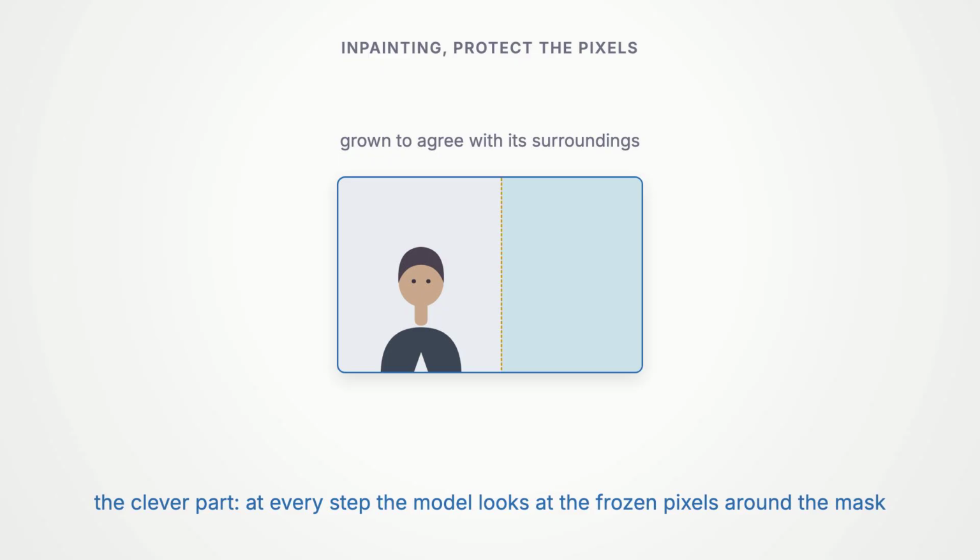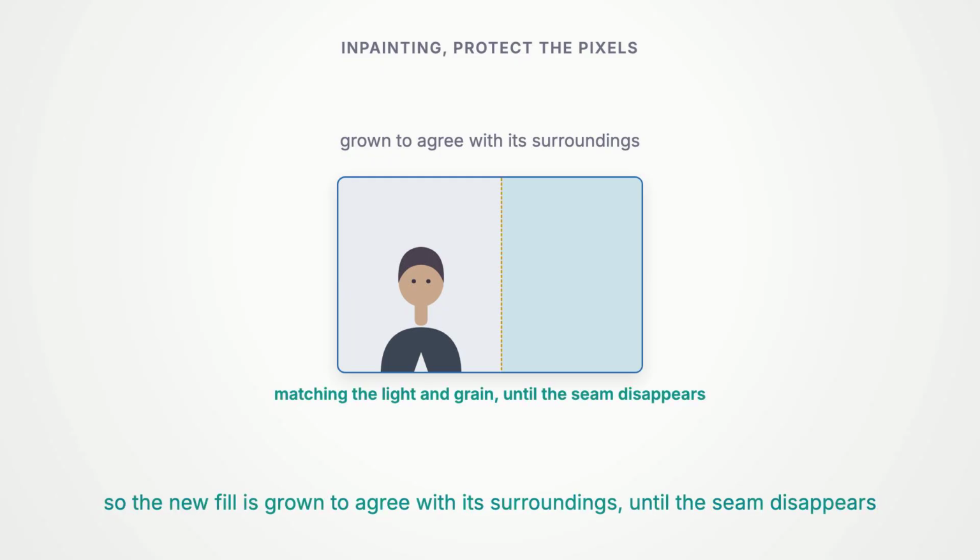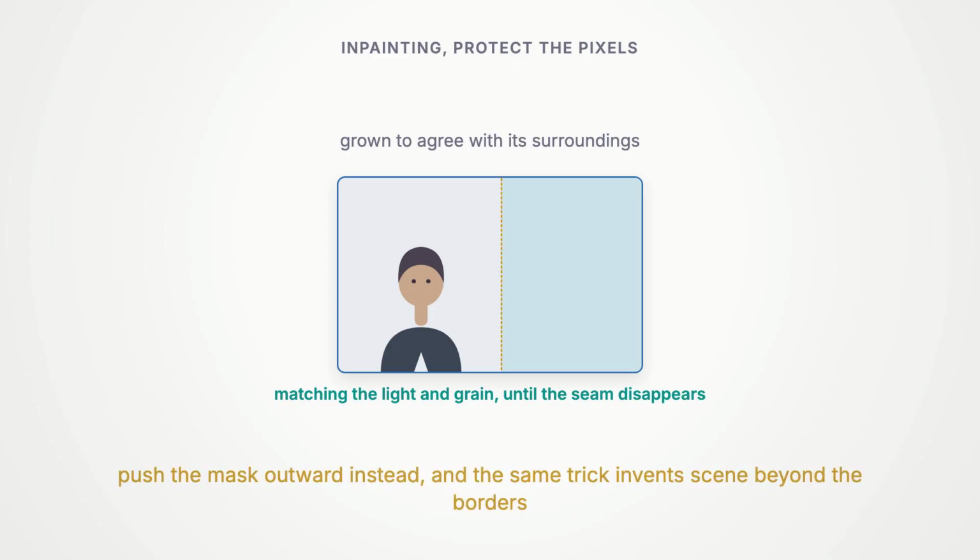It is grown to agree with its surroundings, matching the light, the color temperature, the grain of the original, until the seam disappears. Push the mask outward past the edges of the photo instead of inward, and the very same trick invents more scene beyond the borders. That is outpainting, the way a portrait becomes a wide landscape.